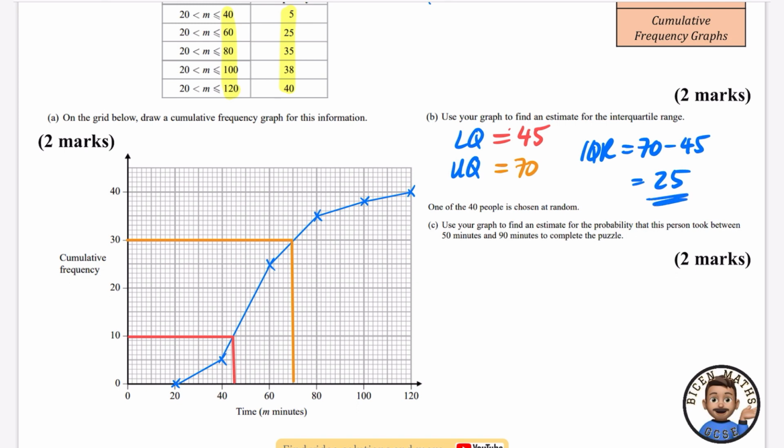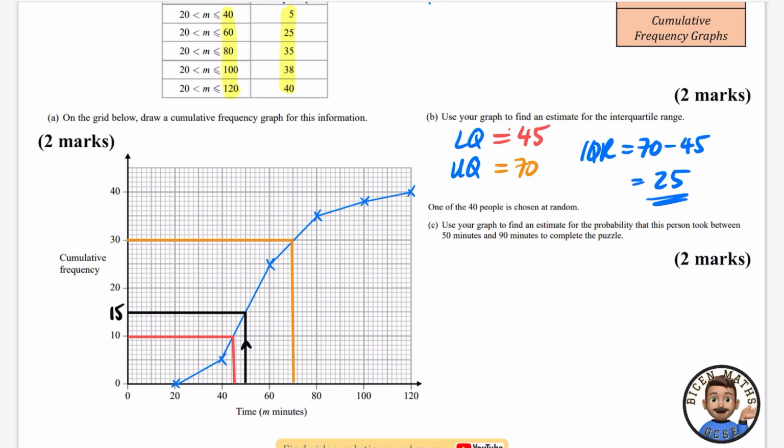It then says for part C that one of the 40 people is chosen at random. Use your graph to find an estimate for the probability this person took between 50 minutes and 90 minutes to complete the puzzle. So I'm going to do between 50 and 90, which means now looking at this part along the bottom. So I'm going to go to 50, and that is going to correspond to 15 people.